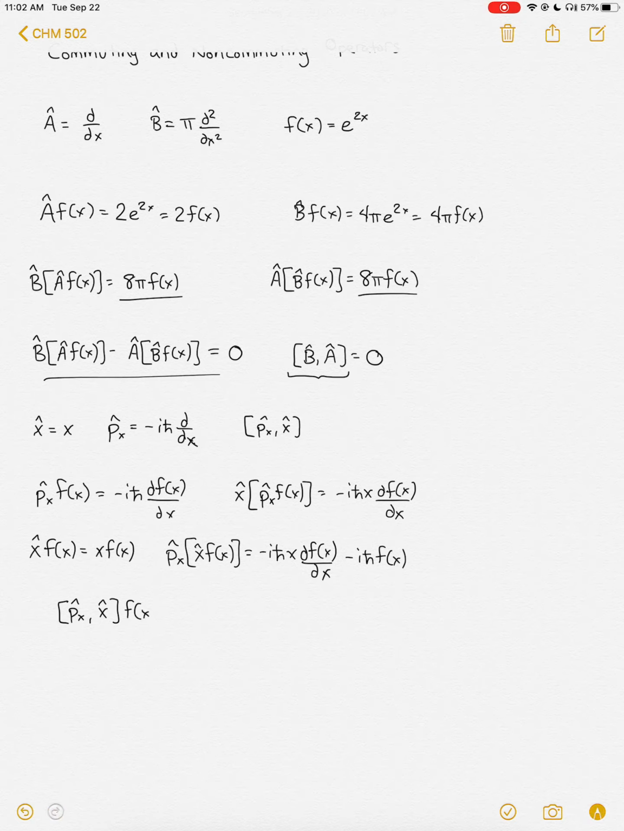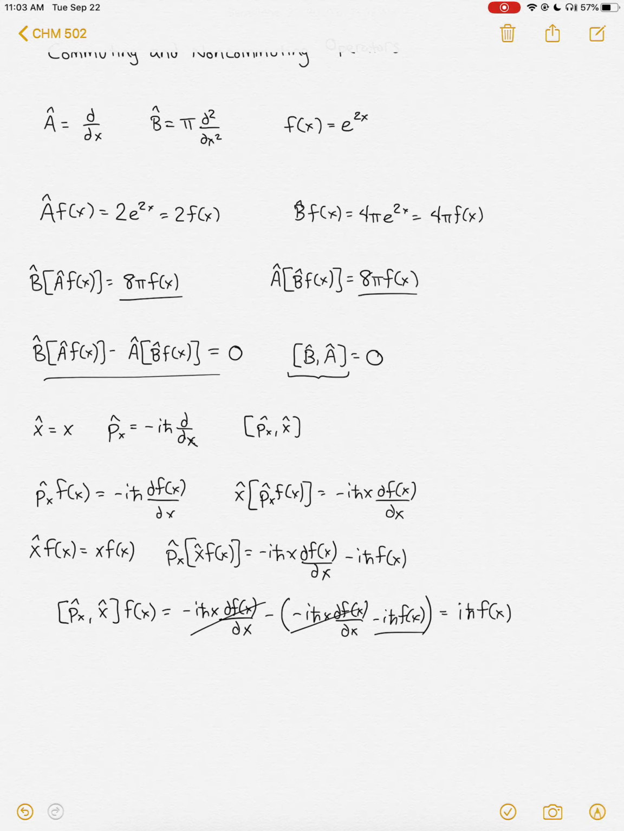So we use this commutator on an arbitrary function f of x, and we can say, what does this equal? Well, it equaled minus i h bar x df dx, and then minus this part here, so minus i h bar x df dx, and then minus i h bar f of x. And we can see that these two terms will cancel out, but this one will remain. And so our commutator here is i h bar f of x.